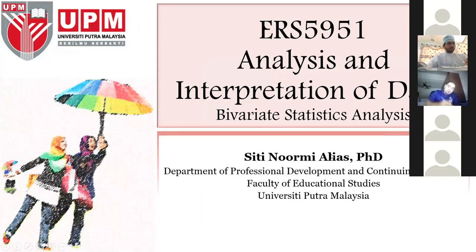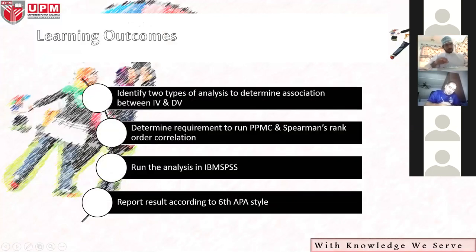Okay, so this is the correlation. In this topic, this is the LO. We are to identify the two types of analysis to determine the association between the IV and the DV, to determine the requirement to run the Pearson product moment correlation, PPMC, referring to Pearson product moment correlation, and Spearman's rank order correlation, and then to run the analysis in IBM SPSS and report the result according to the APA style. So this one we skip.